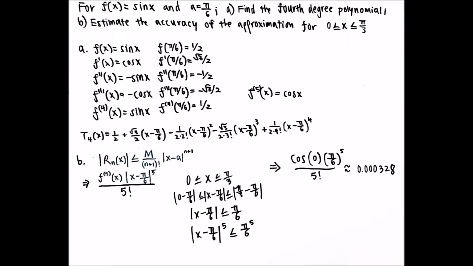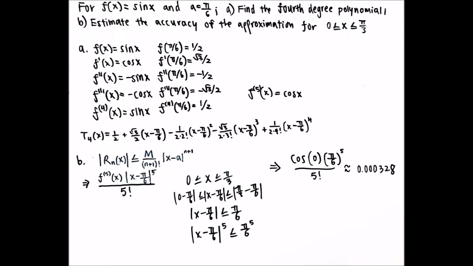Let's try an example to explain this. For f of x equals sine of x and a equals pi over 6, find the fourth degree polynomial and estimate the accuracy of the approximation for 0 is less than or equal to x is less than or equal to pi over 3. For part A, let's start by listing derivatives up to the fourth, then plug in our a value, pi over 6. And to use in part B, let's write out the fifth derivative.